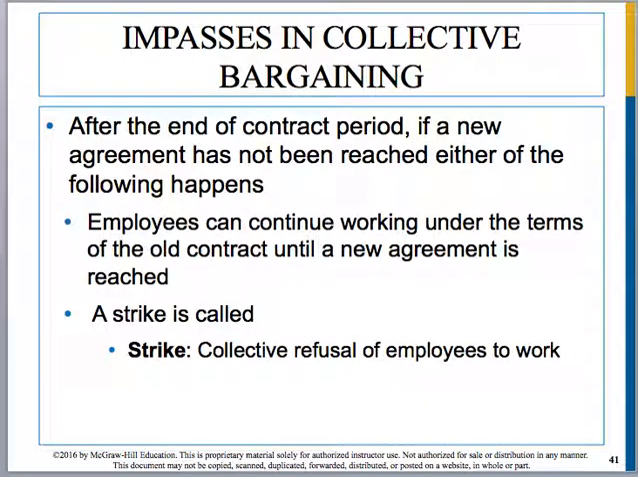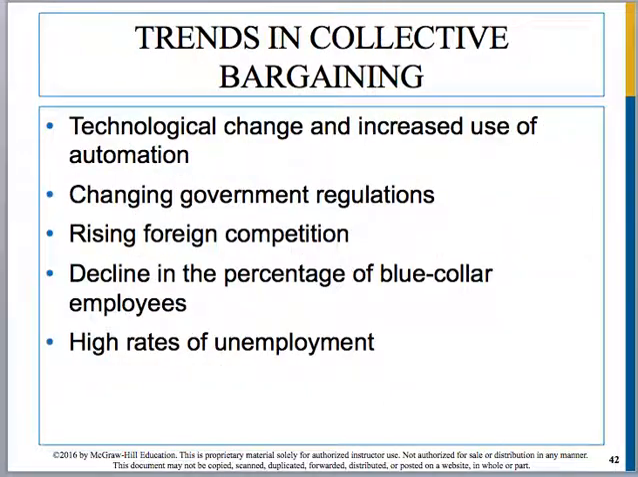So when we have an impasse in the collective bargaining process, after the end of a contract period, if a new agreement hasn't been reached, either the employees can continue working under the terms of the old contract until a new one is reached, or you end up having a strike, which is what we mentioned in Chapter 18, where you refuse to work.